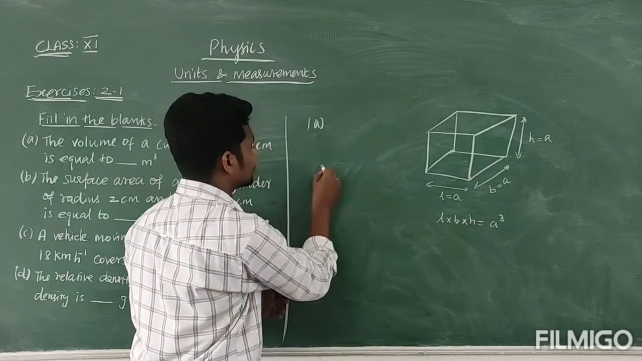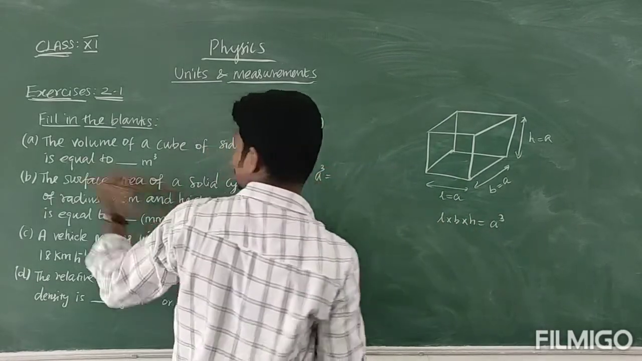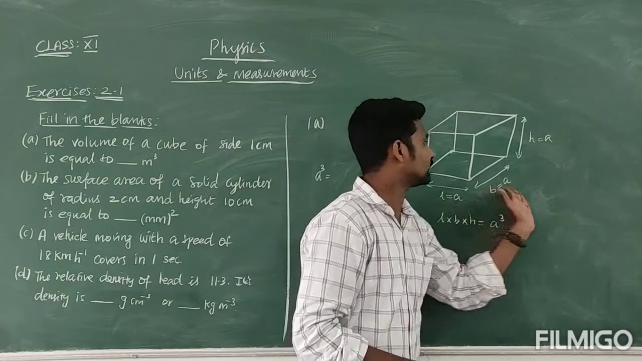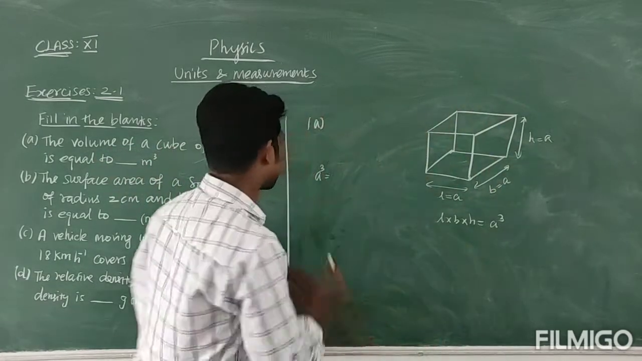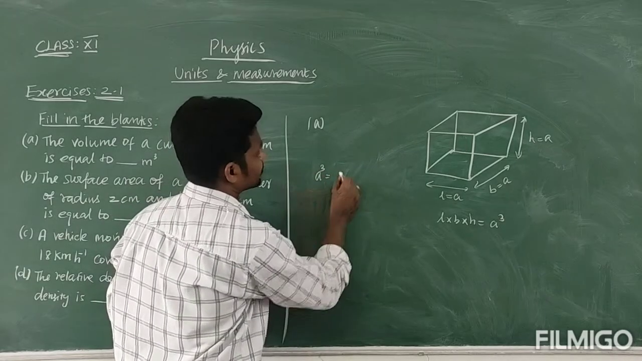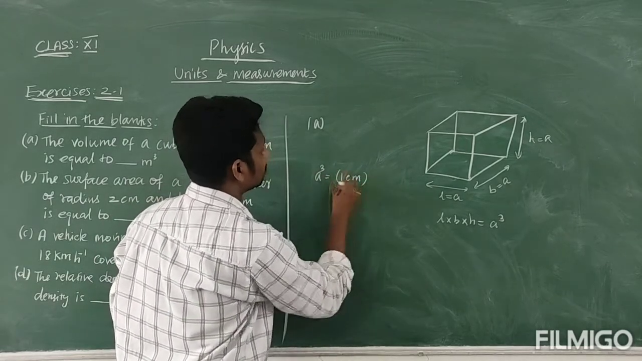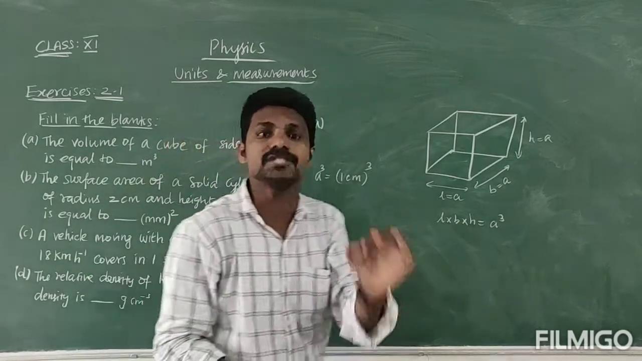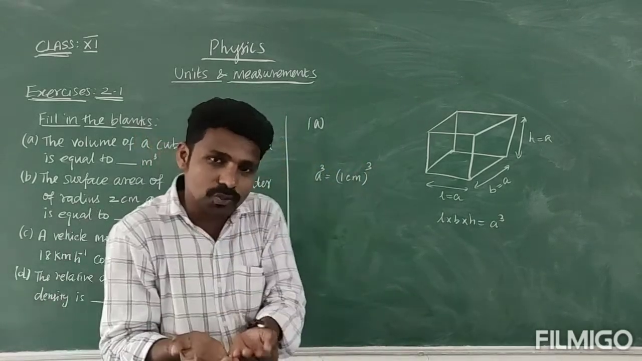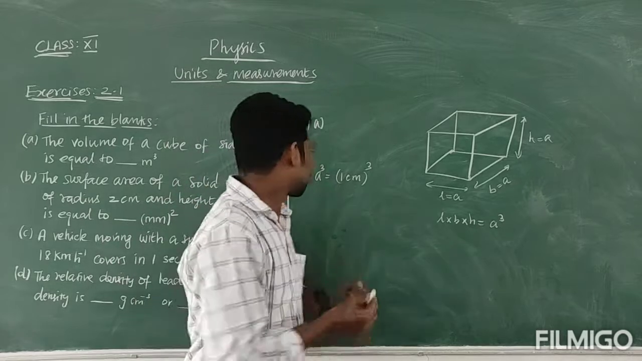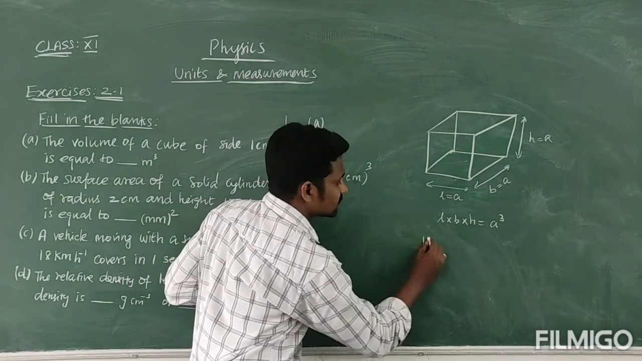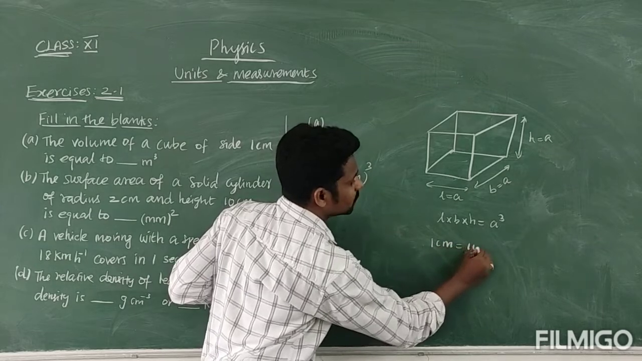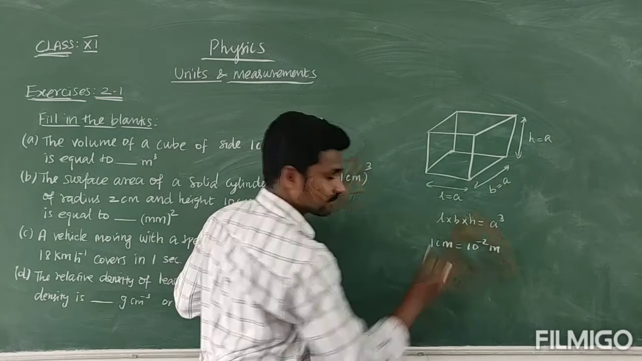Now I can write a cube is equal to, since in the question they mentioned the volume of the cube of side 1 centimeter, every value is 1 centimeter. So a is 1 centimeter, then whole cube. But in the question they are asking for the answer in meter cube, so now you should know the conversion. You know that 1 centimeter is equal to 10 power minus 2 meter.